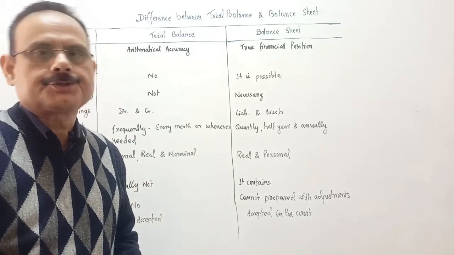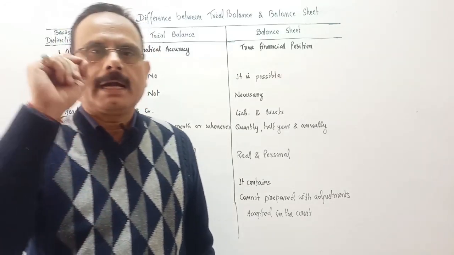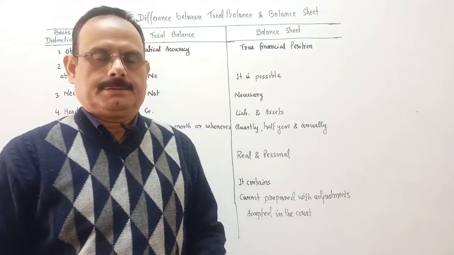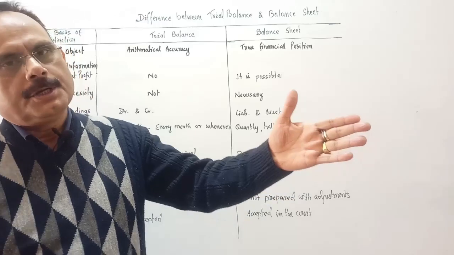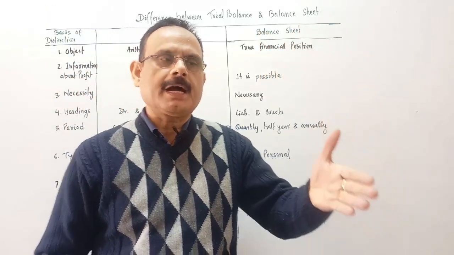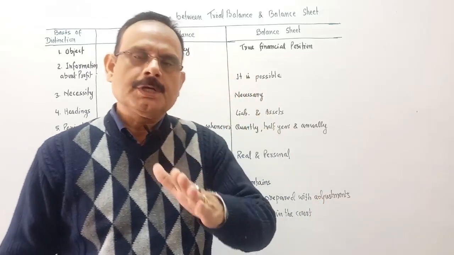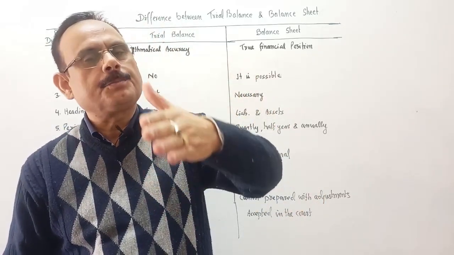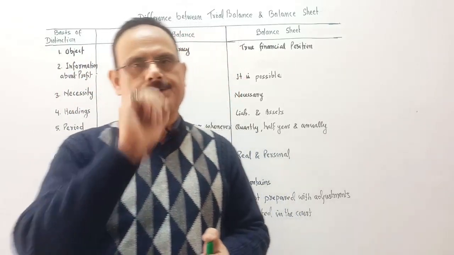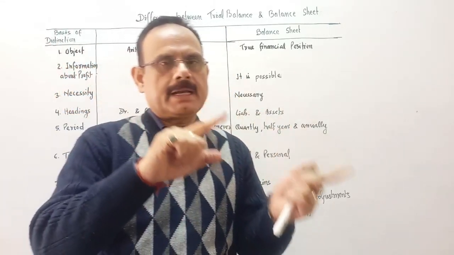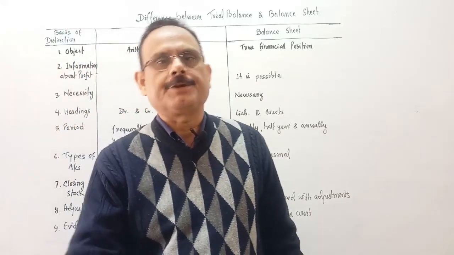Now see the next difference between trial balance and balance sheet. Okay, we have discussed what is trial balance. Trial balance is prepared after the ledger. When the ledgers are closed, from the ledger balances we prepare the trial balance to check the arithmetical accuracy. And this trial balance is helpful to prepare the financial statements.